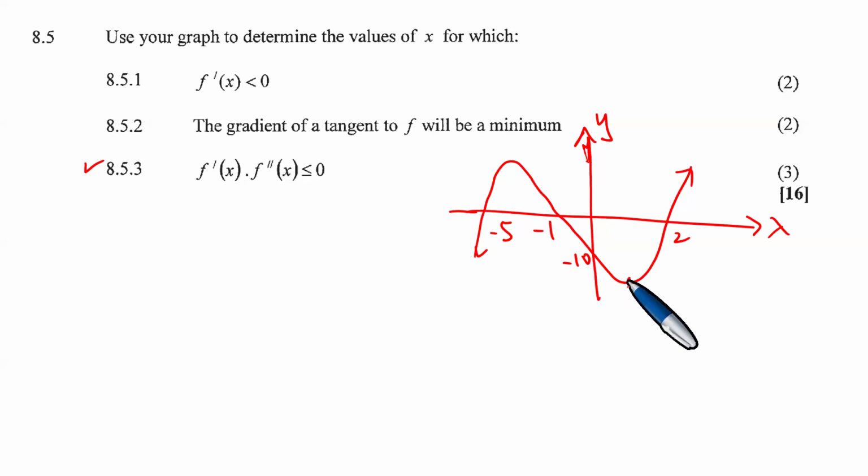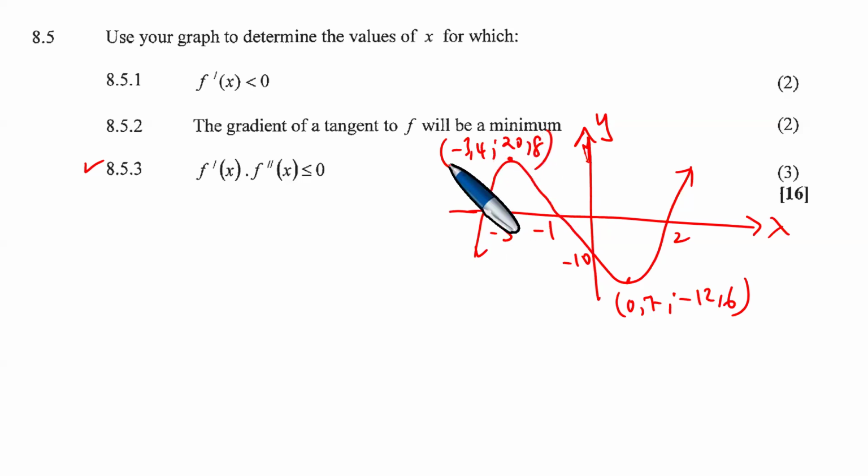Which is 0.7, minus 12.6, which is -3.4, 20.8.